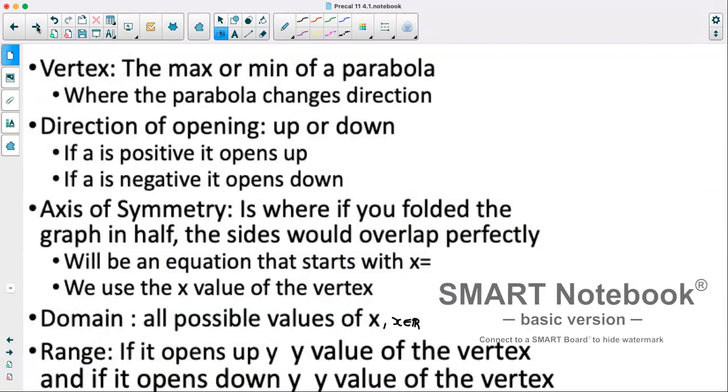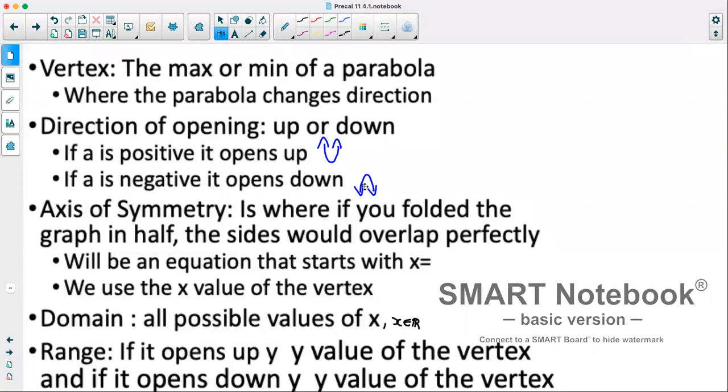Direction of opening, up or down. If our a value is positive, it opens in an upward direction like that last example, so it would open upwards like that. If our a value is negative, so for example, we had -2 in front, it would open downwards like this.